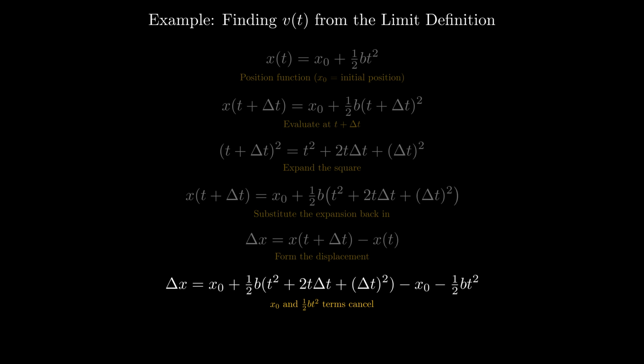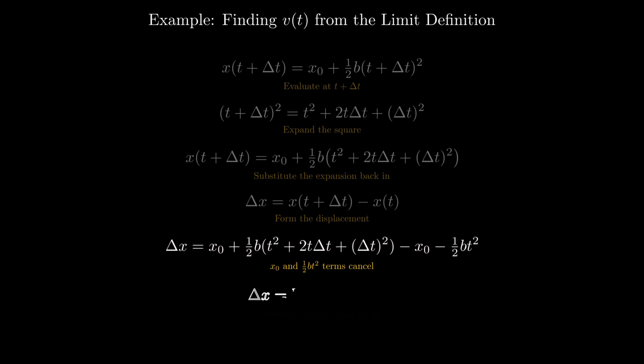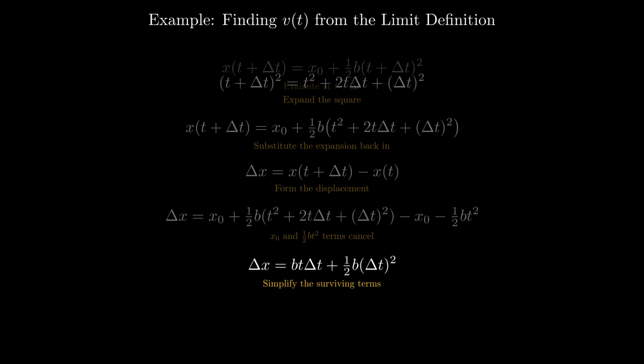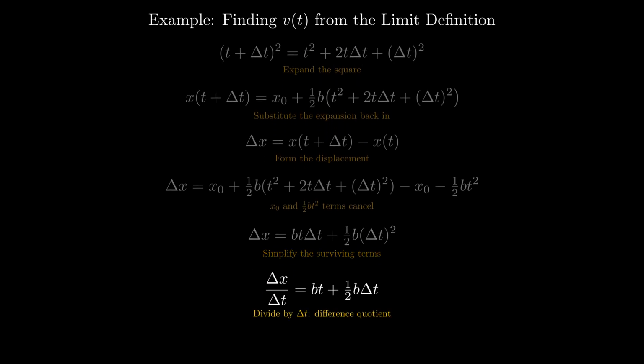The x naught terms cancel. The 1/2 b t squared terms cancel. What survives is 1/2 b times the quantity 2t delta t plus delta t squared. Simplify this to b t times delta t plus 1/2 b times delta t squared. Now divide by delta t to form the difference quotient.